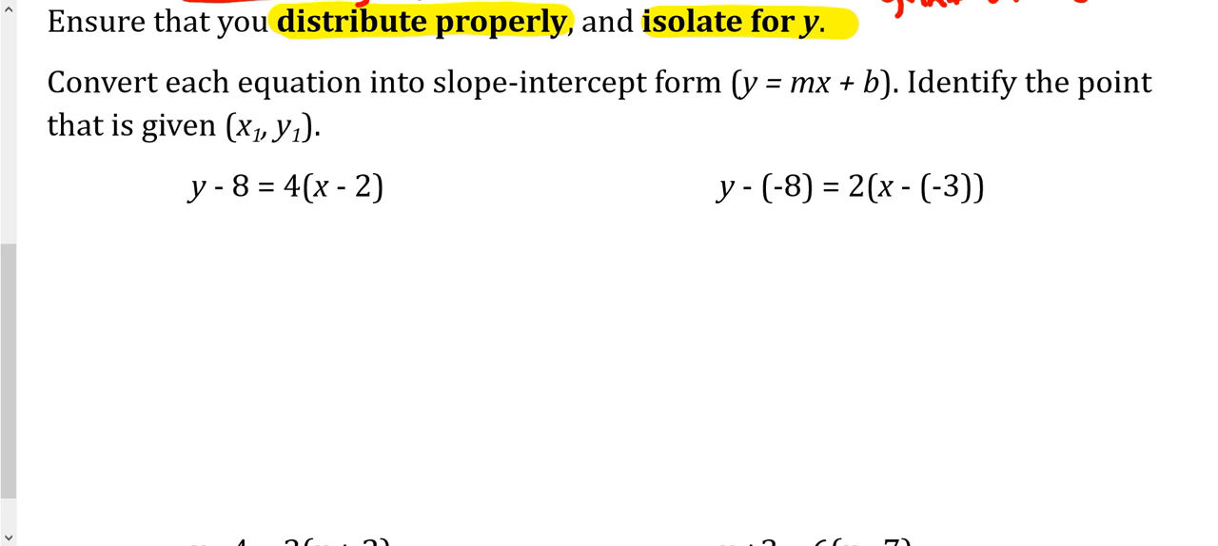So first things first, I'm going to distribute out. I don't want those brackets. My slope-intercept form doesn't have any multiplication by binomials.